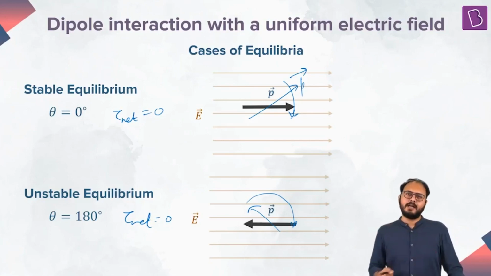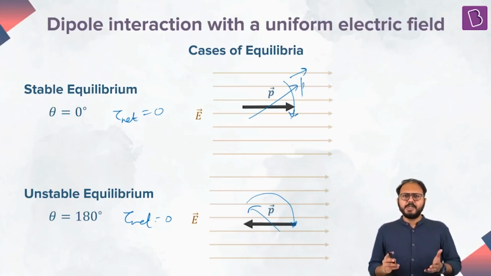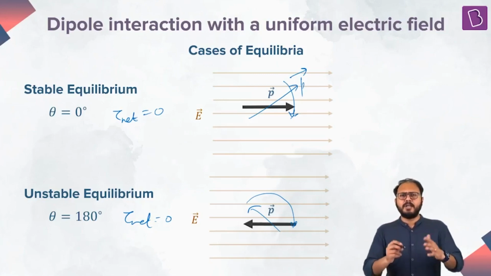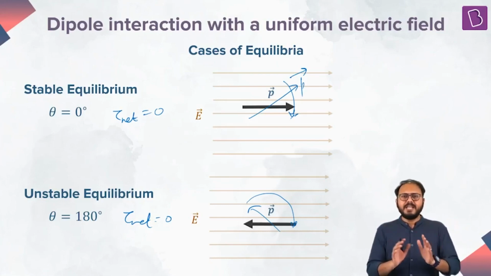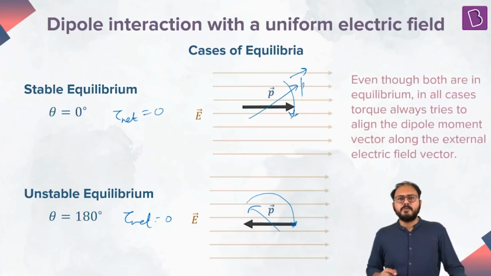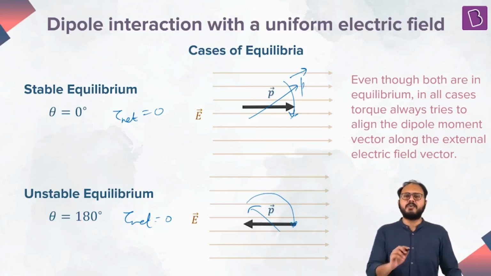Now, this is advantage. Wonderful. Direction, agreed. It's a vector which is perpendicular to the plane containing dipole and field. Great. I'm not doubting the correctness of it. Usefulness of it. This is useful. Even though both are in equilibrium, in all cases, torque always tries to align the dipole moment vector along the external electric field vector.